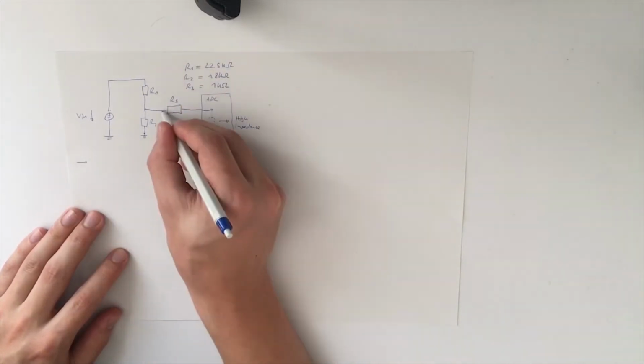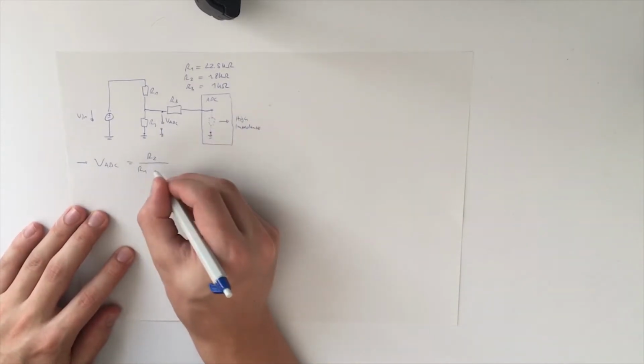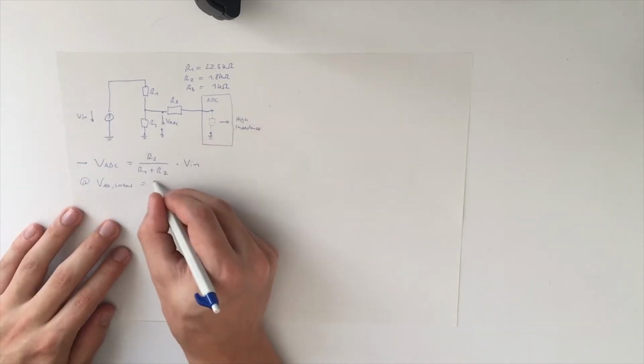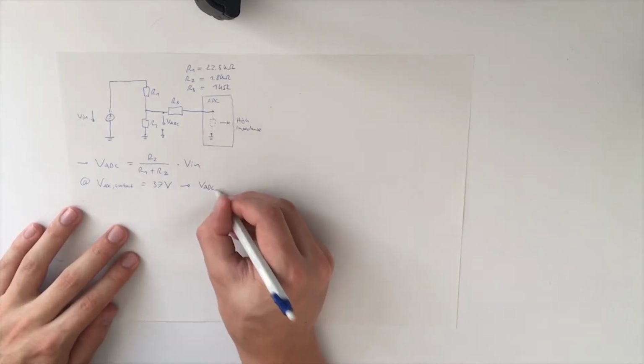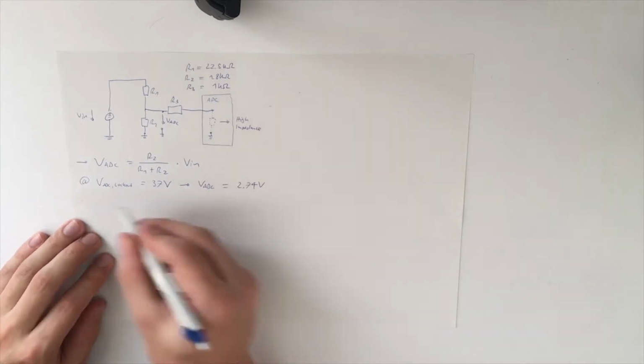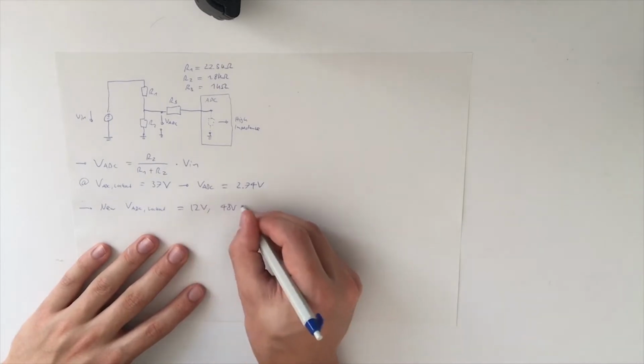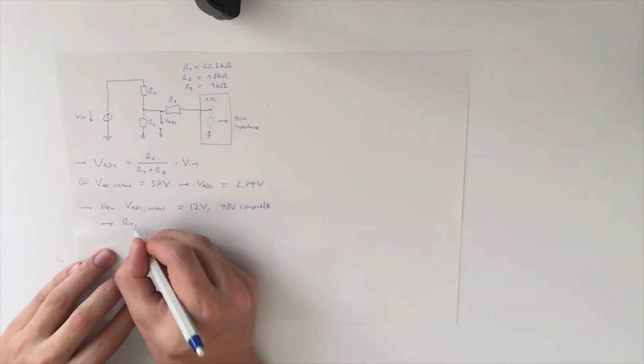Normally for the 48 volt motor controller, the lockout voltage is around 37 volts. At 37 volts, the resulting ADC voltage is around 2.74 volts. I want now to find a parallel resistor for R1 such that the new lockout voltage is around 12 volts.